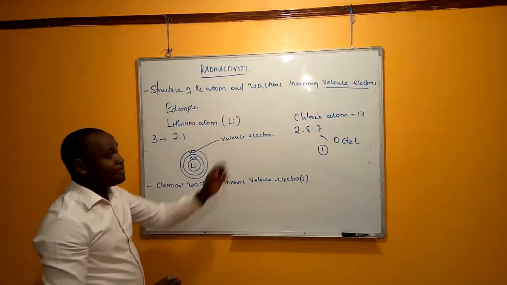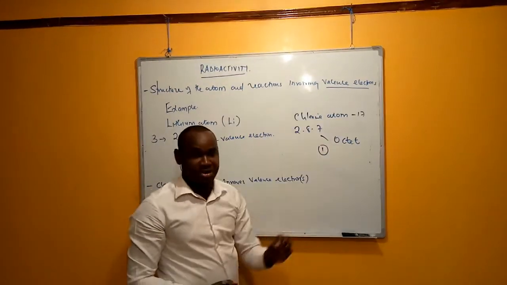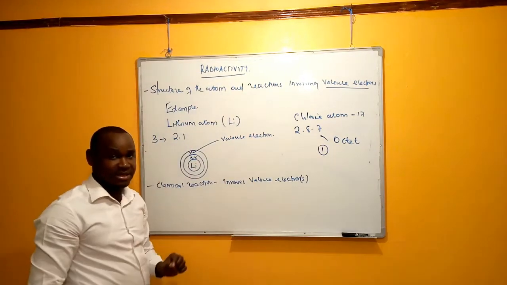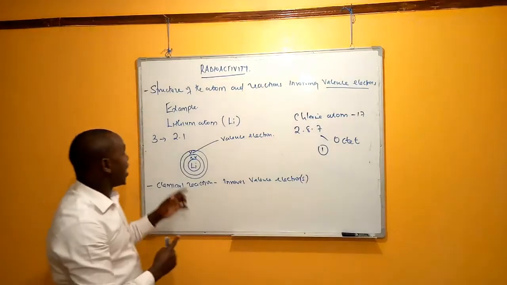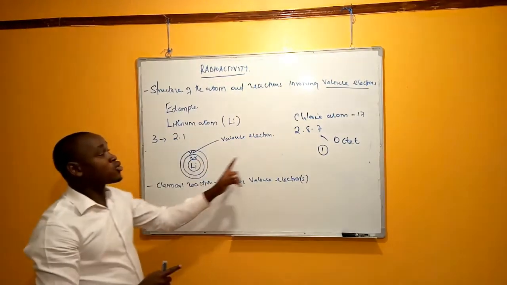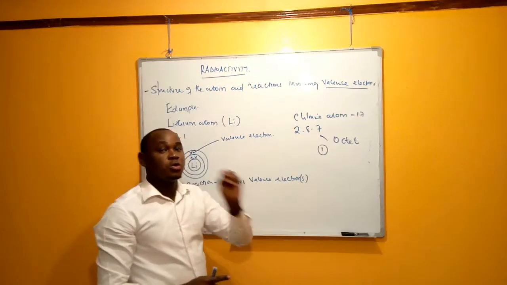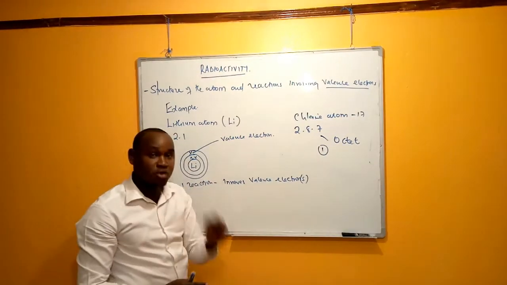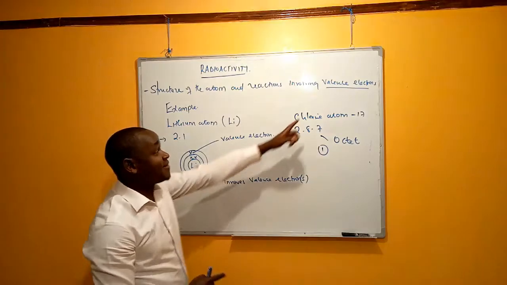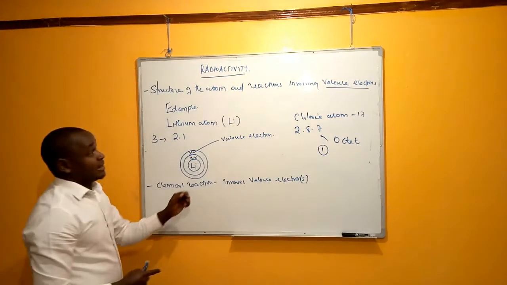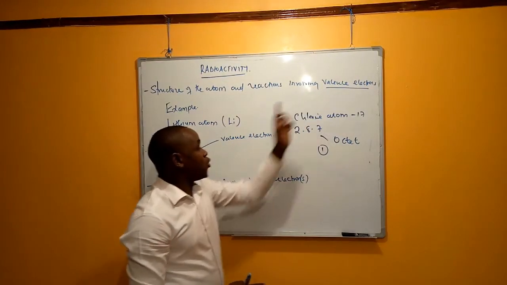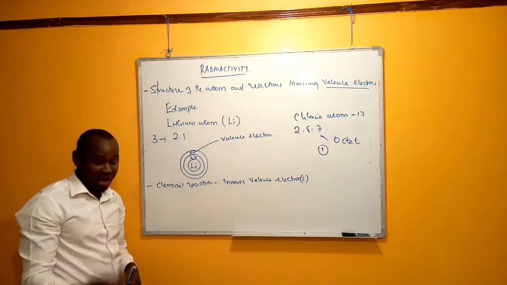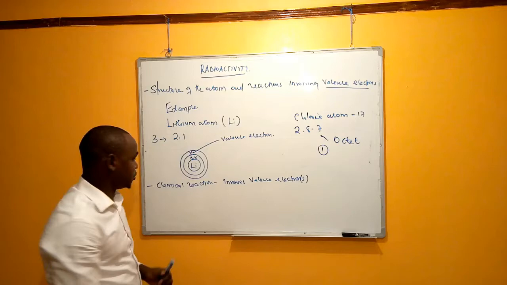Therefore, we can simply define a valence electron as the number of electrons that an element requires to either lose or gain to form an ion or to attain a stable electronic configuration. That is called a valence electron. And valence electrons are what are involved in chemical reactions. That is something you covered in chemistry book 2.